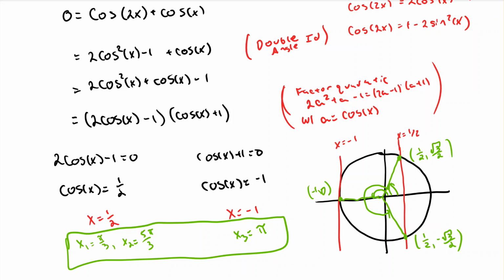So here were 2 examples of how you can use identities to solve trigonometric equations.